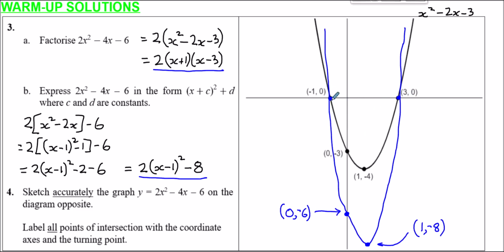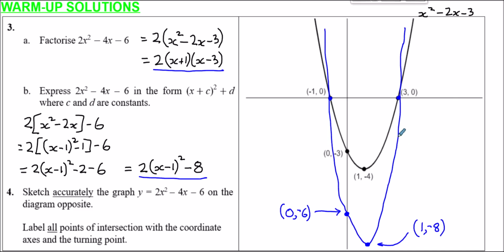0 doubled is 0 still. Minus 4 doubled is minus 8. And minus 3 doubled is minus 6. So the x values haven't changed. But it would seem that the graph has been stretched scale factor 2. Each y coordinate has doubled in the corresponding transformation.